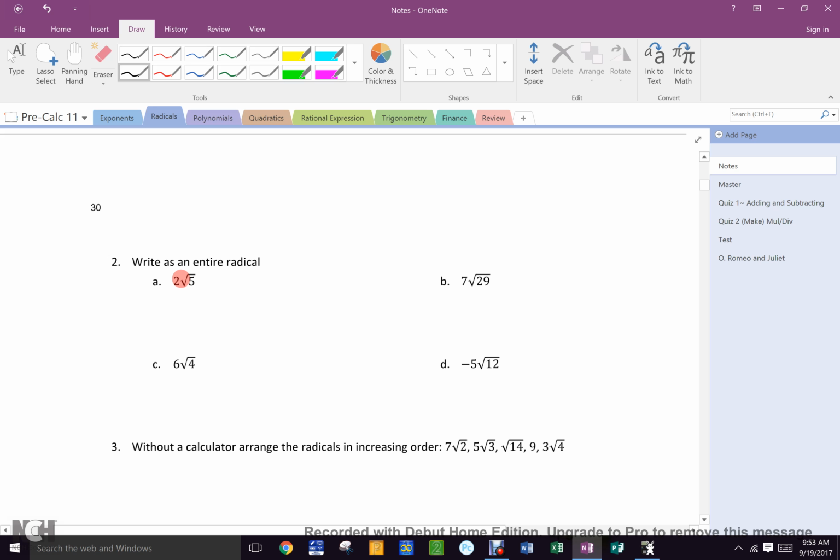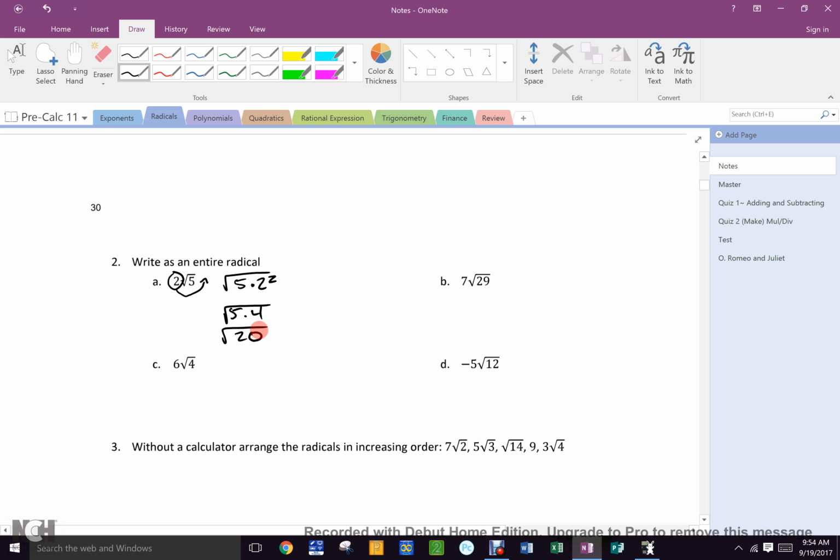Other way around. Write as an entire radical. So, if there's a single 2 out here, how many 2's were under there? 2. So this is the square root of 5 times 2 squared, which is 5 times 4, which is root 20. Good?